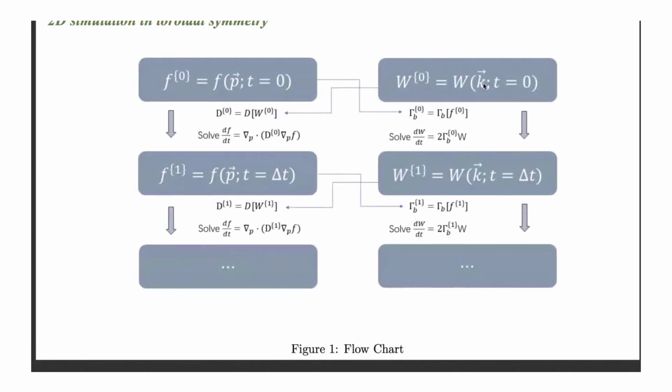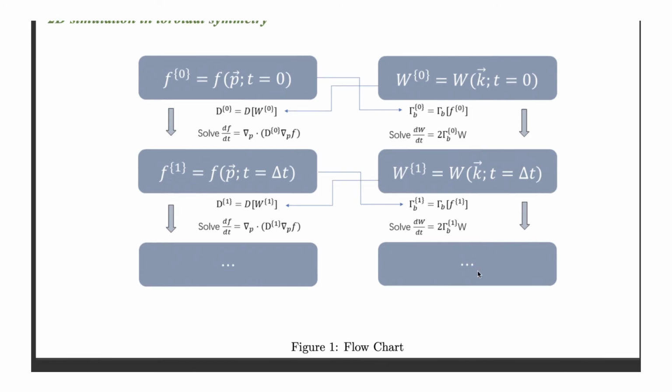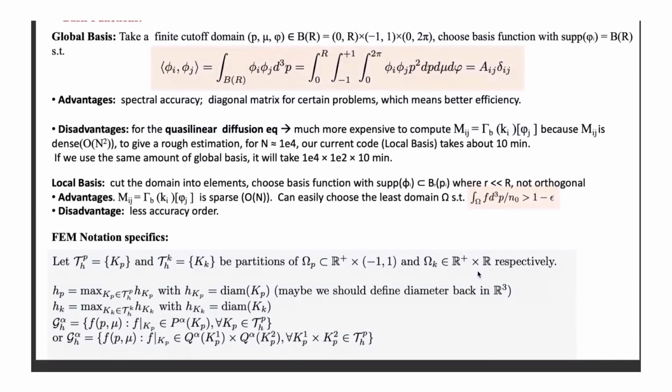Here you see the iteration. You start with initial data F, compute gamma. From gamma you compute W, advance in F, and when you advance in F, advance in the spectral equation, and then you get to see the flow chart. I'm not going to talk about the specifics. You can read about the advantages and disadvantages that we have with the grid.